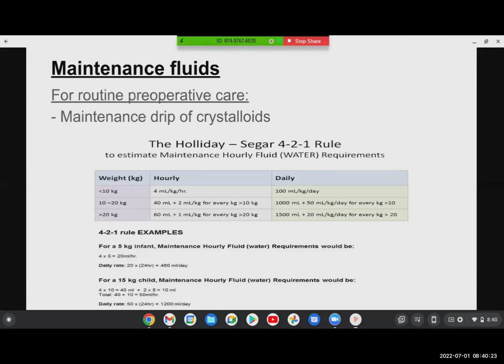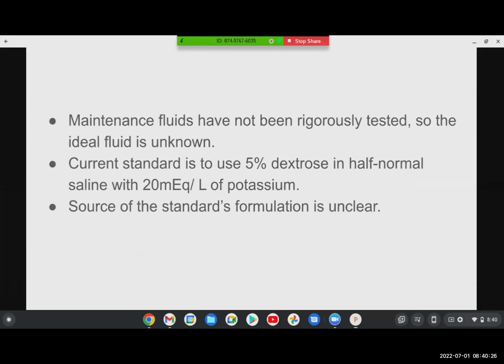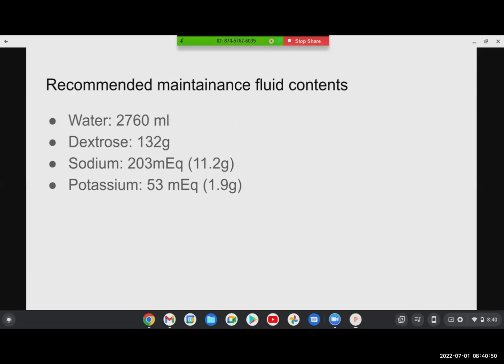So, maintenance fluids, according to Saviston, have not been rigorously tested. So, the ideal fluid for our body is still unknown. Current standard is to use 5% dextrose in half normal saline with 20 milliequivalent per liter of potassium. The source of the standard formulation is still unclear. So right now the recommended maintenance fluid contents is water 2760 ml, dextrose 132 gram, sodium 203 milliequivalent or 11.2 gram, potassium 53 milliequivalent or 1.9 gram.